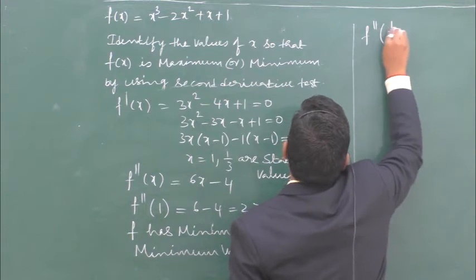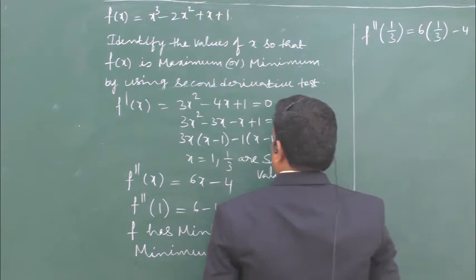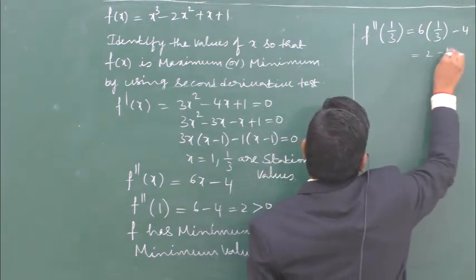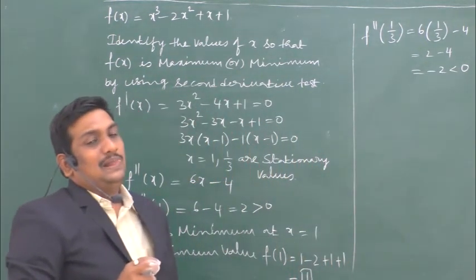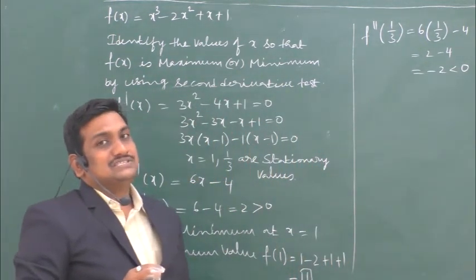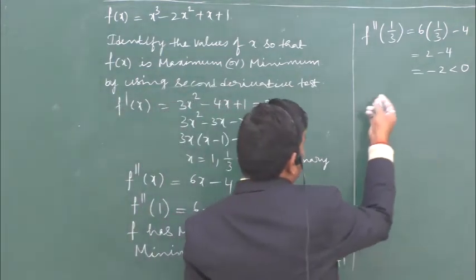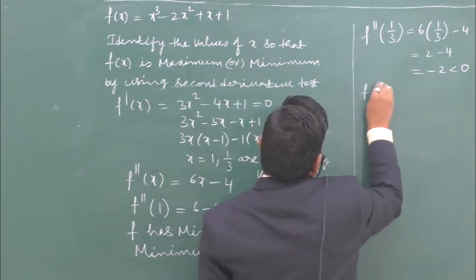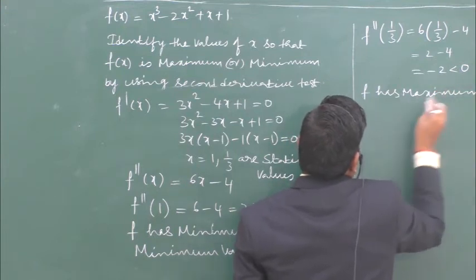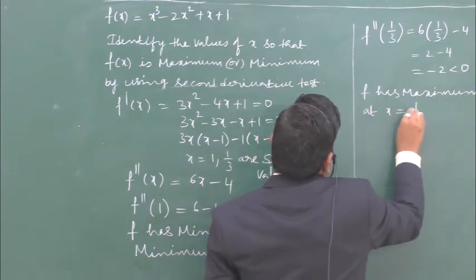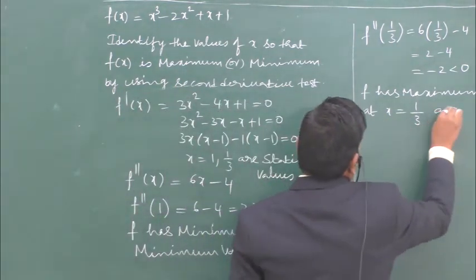Substitute it in the second derivative. Now f double dash of 1 by 3 is 6 into 1 by 3 minus 4. It implies 2 minus 4, it is minus 2, and the quantity is negative. Since the second derivative is negative, you can say that the function has a maximum at the stationary value 1 by 3, at x equals to 1 by 3.